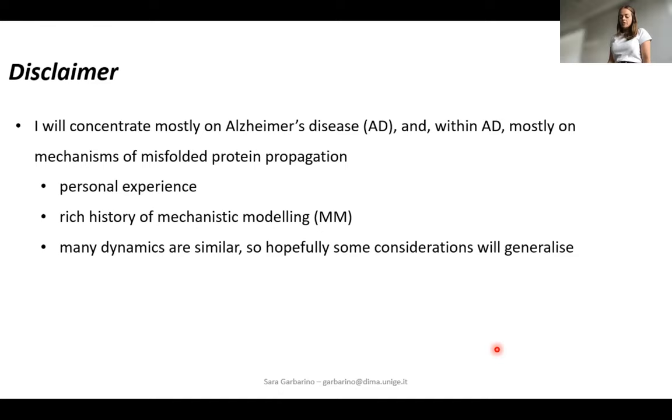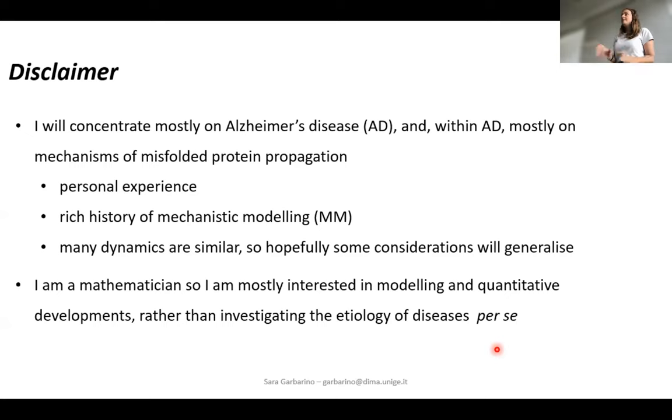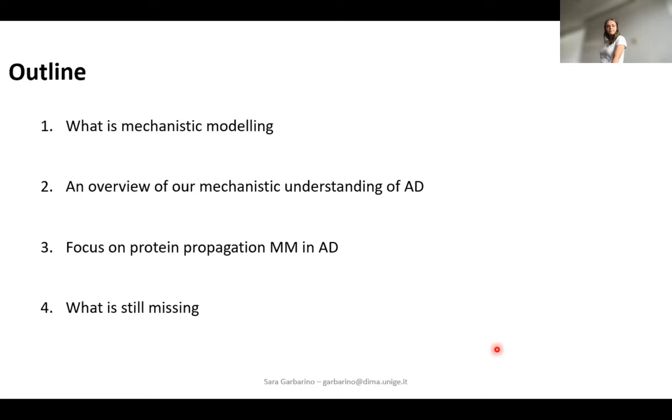And then because many dynamics of protein clearance, aggregation, and propagation, despite involving different proteins in different disorders, are actually shared amongst neurodegenerative disorders. So what we learn on protein dynamics in Alzheimer's disease will hopefully generalize to other neurodegenerative disorders. And then finally, I'm a mathematician. So I'm mainly interested in modeling and quantitative development rather than investigating the etiology of diseases per se. And this will reflect in the choice of the models that I will be showing you today.